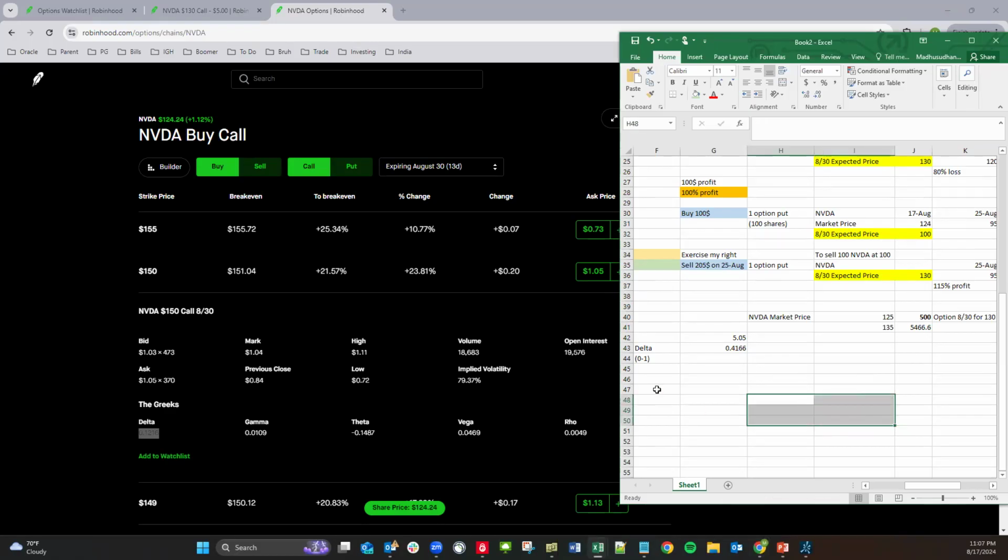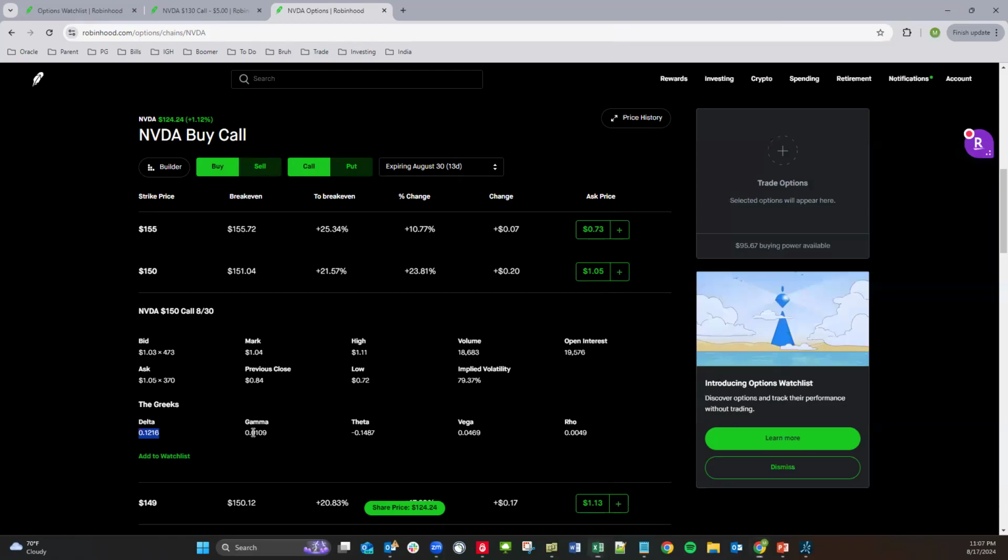Now the next is gamma. Gamma is nothing but how much your delta will change for every dollar movement. So technically, you just add this one to the delta to arrive at your new price.